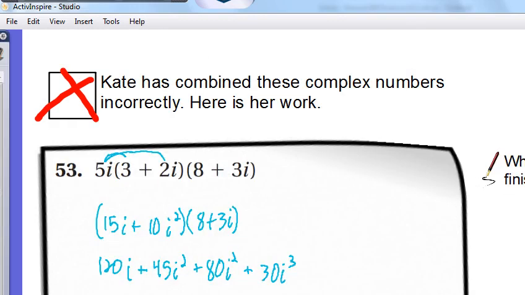Alright, so you guys who have handouts, the flip side is this next slide. Kate has combined these complex numbers incorrectly. Here is her work. So she's done all this. And here I'm asking, why is Kate not completely finished in her last step? What is lacking? Anybody want to take a crack at that?